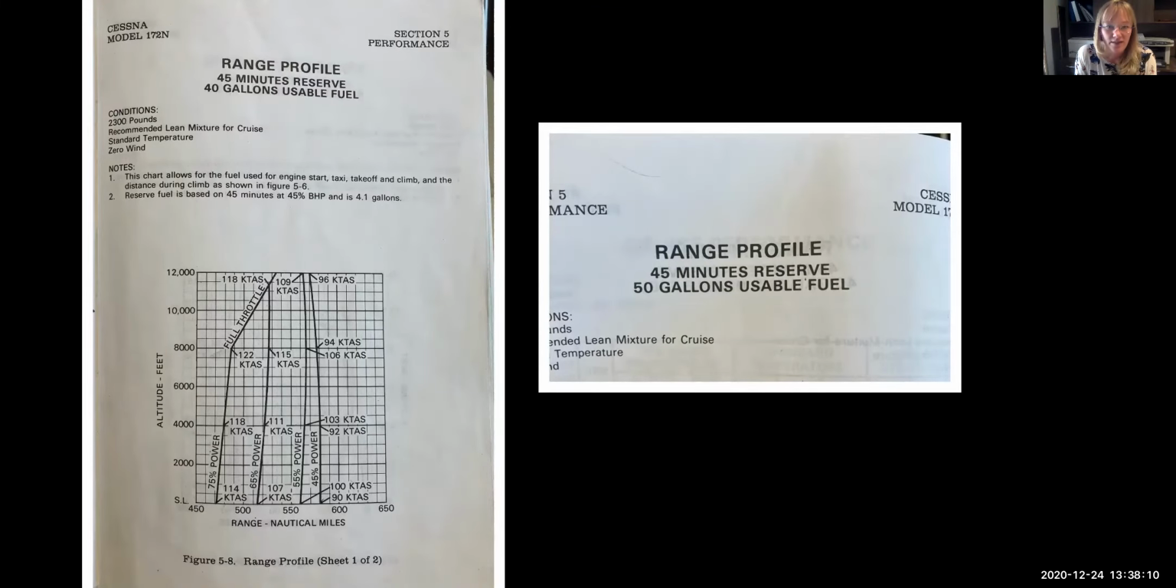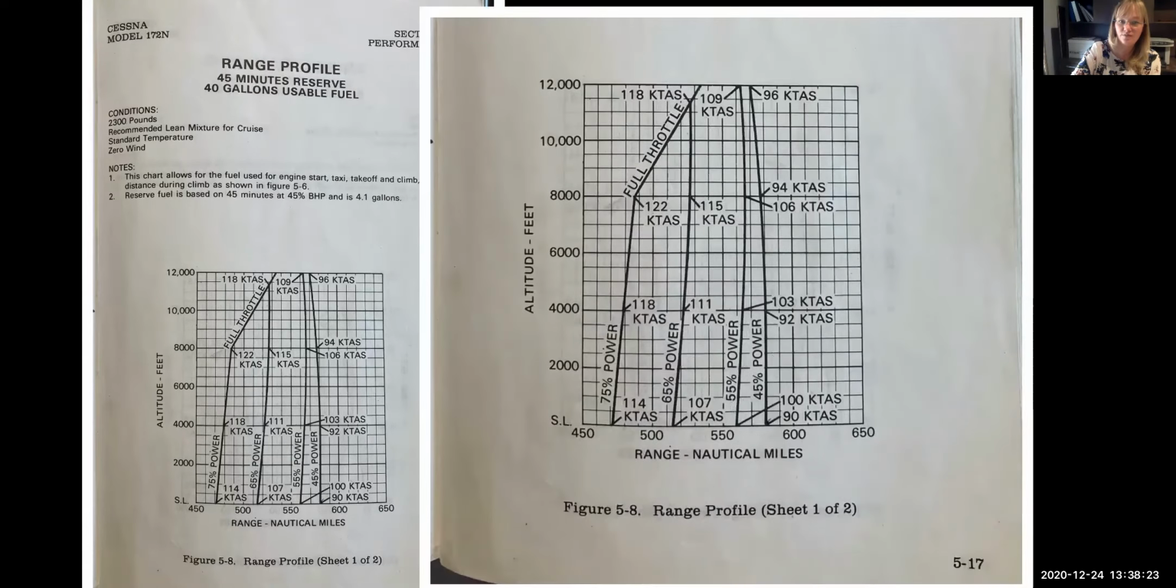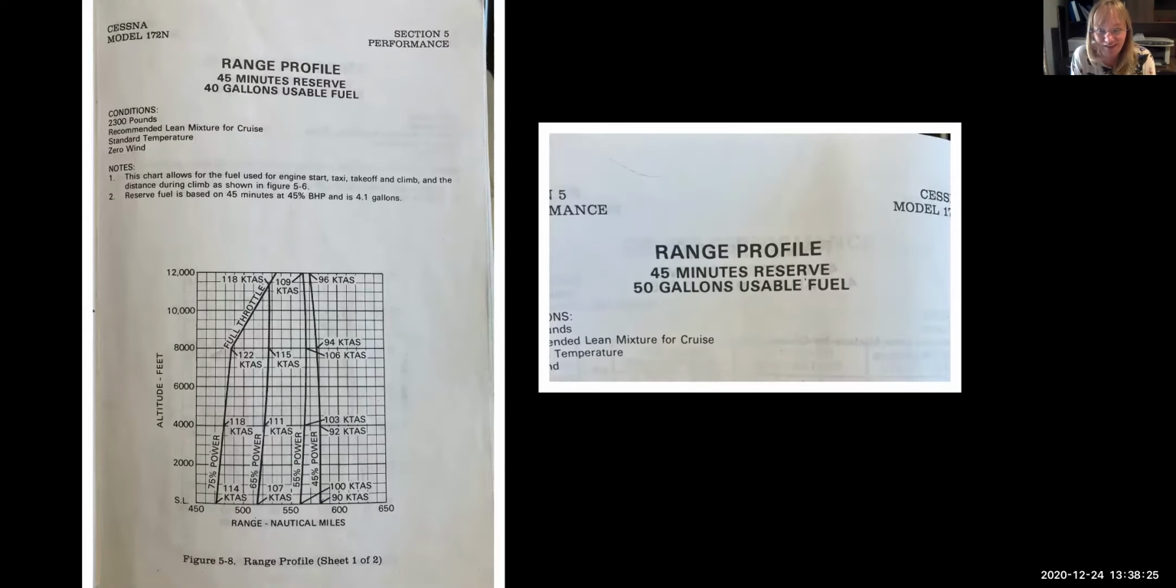And you'll see up at the top, it says on the left-hand side, it says 40-gallon usable fuel, and on the right-hand side, it says 50 gallons usable fuel. You have to point this out to show the student that there are two different graphs, two different charts in this book, and they have to choose the right one. How do you find how much fuel your aircraft has? And then that starts a discussion.